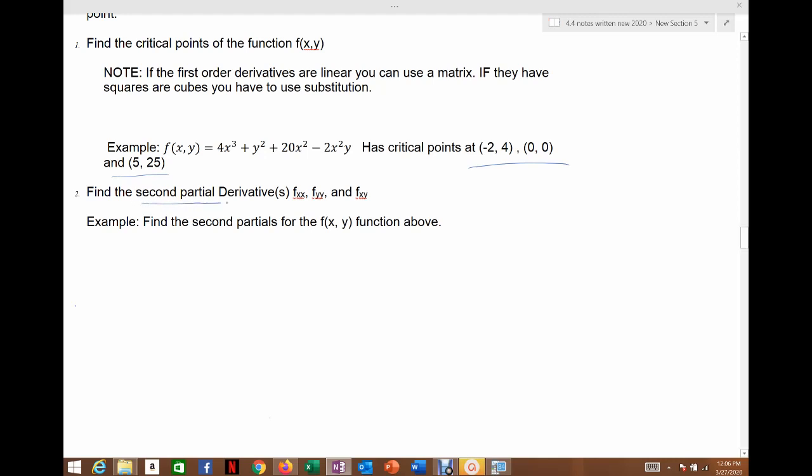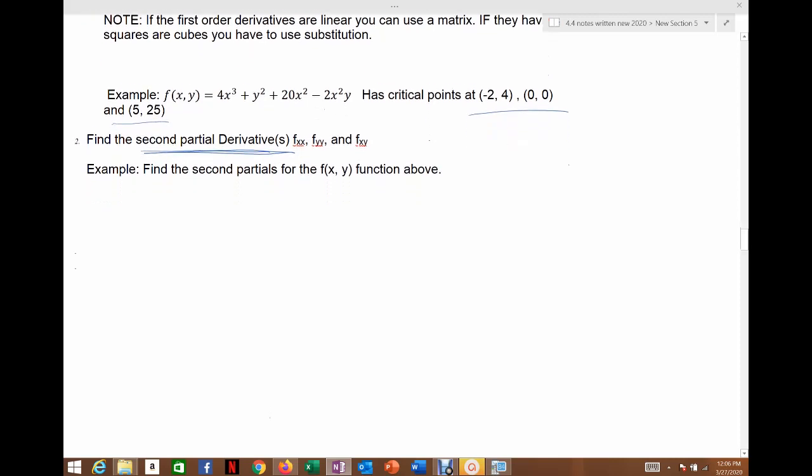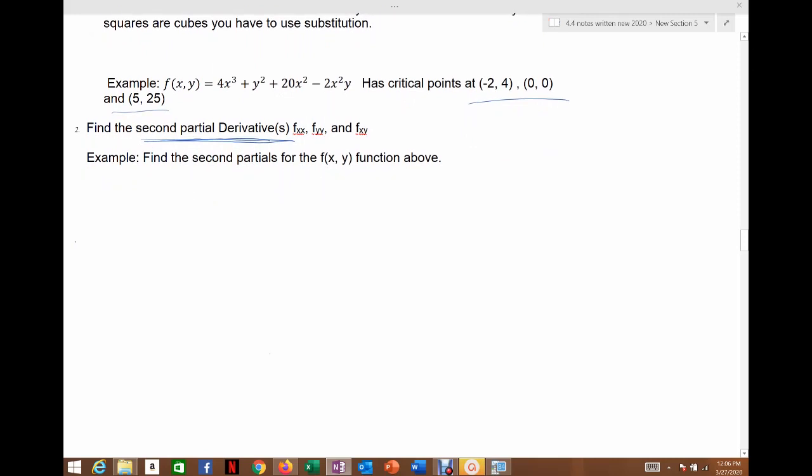Well, it's the second partial derivative test, so I need my second derivatives. Now, we only find one mixed derivative, because remember, they're the same. You can find any one you want. We just, again, like to have everything a standard way to do things. And so we tell you to find the xy mixed derivative. I have to find the xx, and I have to find the yy. But I only need one mixed derivative, because all of our examples have the same mixed derivative.